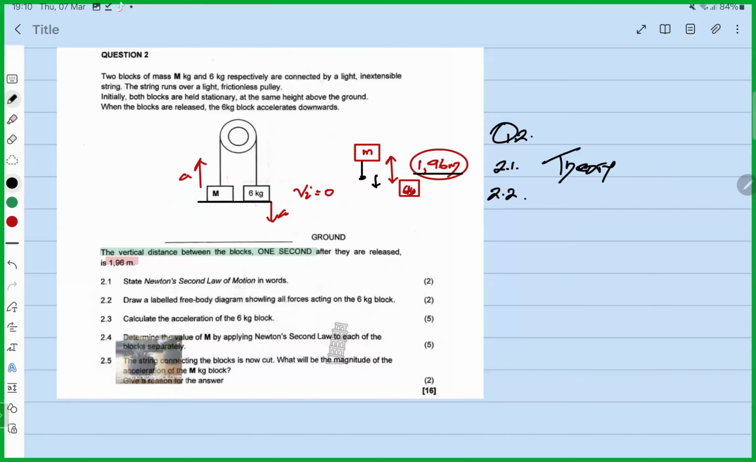Question 2.2: label a free body diagram showing all the forces on the 6 kilogram. Please listen up, because the 6 kilogram is accelerating downwards. You're going to have a downward gravitational force and an upward tension. And the gravitational force is going to be larger than the tension because it's accelerating down. Then we have M over here. M is accelerating up. So that's going to have a larger tension and a smaller gravitational force.